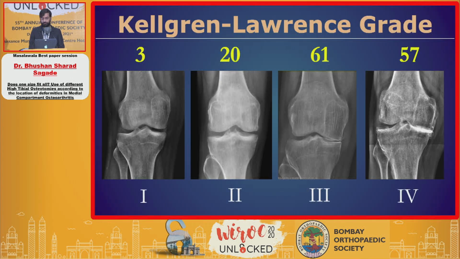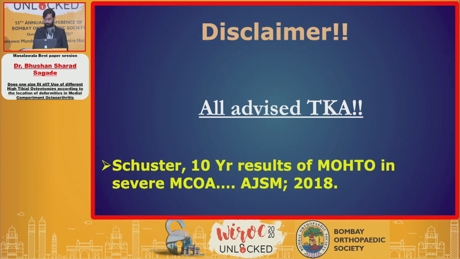KL grade 3 and 4 constituted 80% of the knees, but these patients had no lateral joint line tenderness. All patients with higher KL grades were advised total knee arthroplasty by many surgeons, but patients insisted on a high tibial osteotomy. Our mind was open to the utility of HTO even in higher grades of osteoarthritis like this article from AJSM.